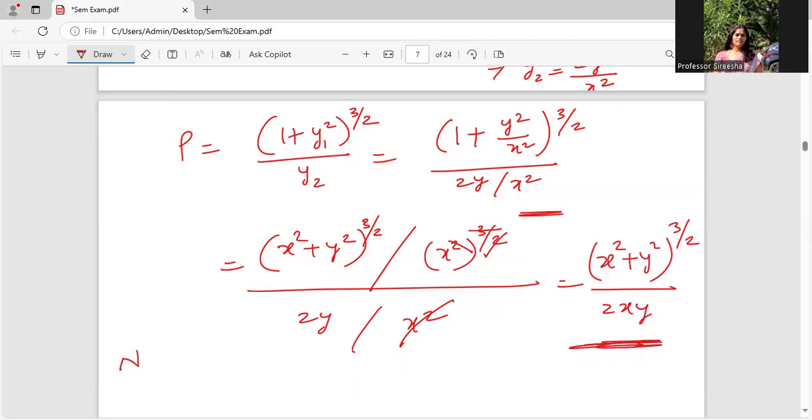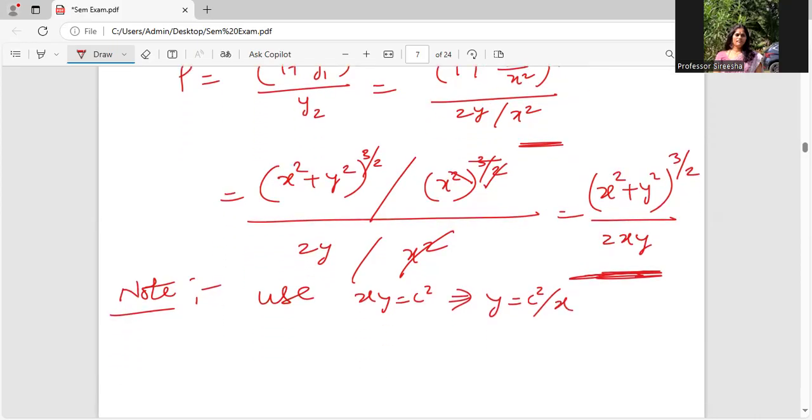What I'm trying to tell you is you can as well use this concept, that is use xy = c². Now you can use the value of y or x as well, no compulsion. So what would this be? x² plus (c²/x)², I mean y squared, right? c² whole square would be c⁴/x².